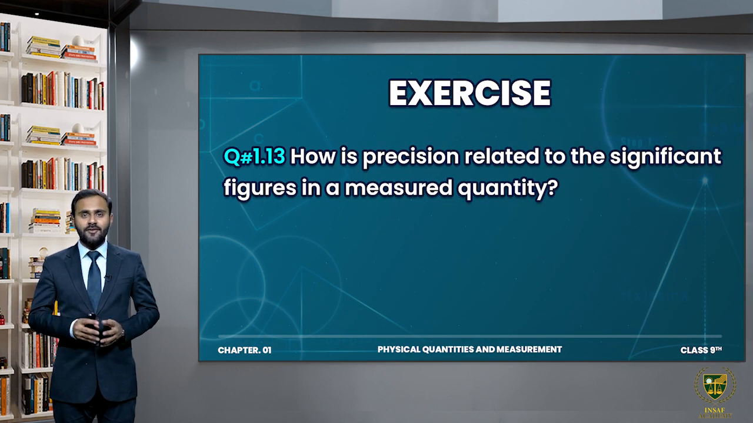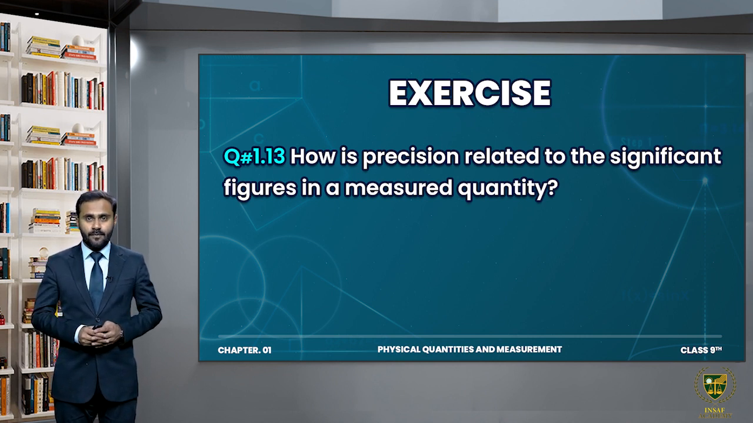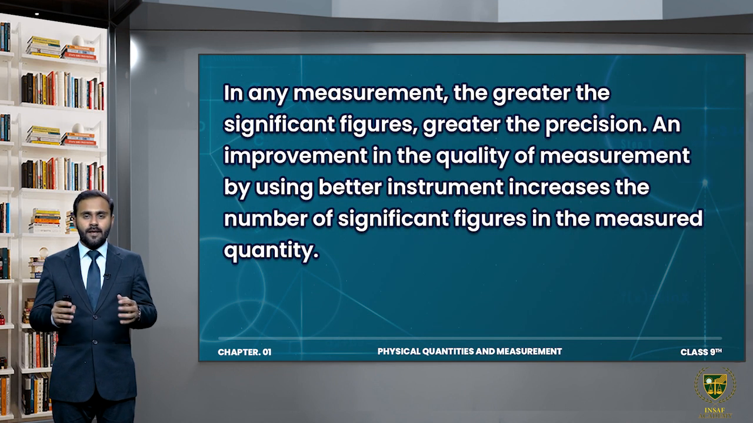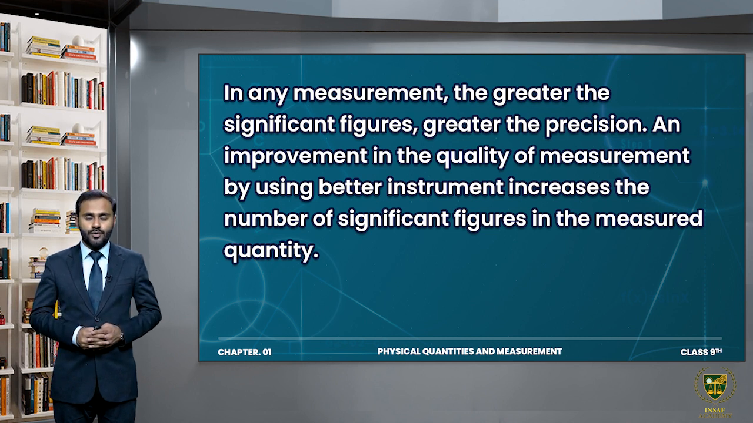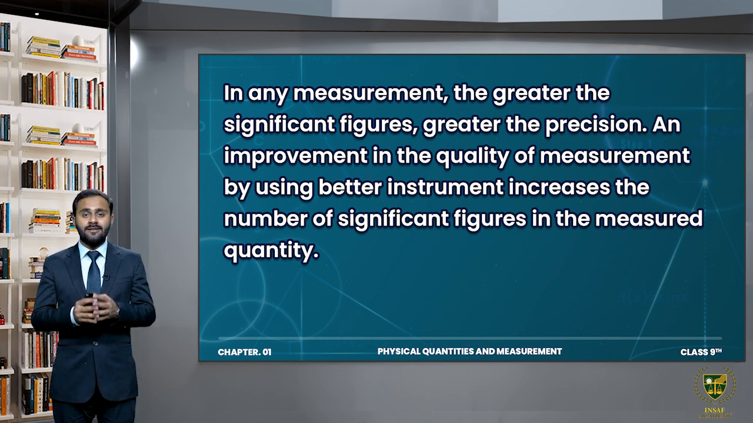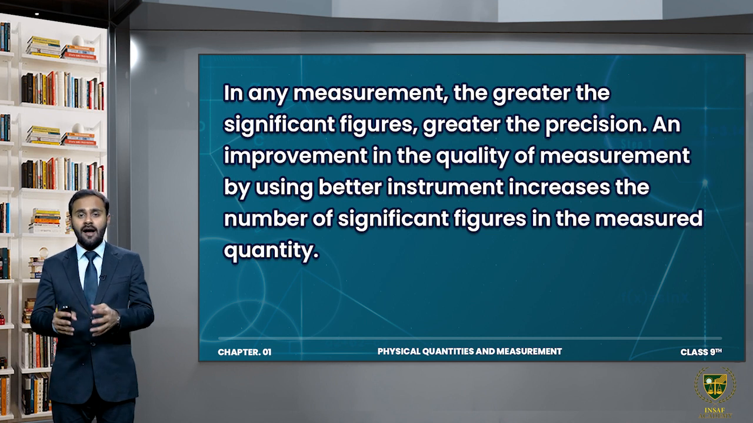1.13. How is precision related to significant figures in a measured quantity? कि एक measured quantity में significant figure और precision का आपस में क्या रिलेशन है? As in any measurement, the greater the significant figures, the greater the precision. कि जितने ज्यादा significant figure होंगे उसका precision भी उतना ज्यादा होगा. So, an improvement in the quality of the measurement by using a better instrument increases the number of significant figures in the measured quantity. So, अगर हम किसी भी quantity को measure करने के लिए better instrument इस्तेमाल करते हैं तो उससे आपके significant figure भी increase हो जाएंगे. And this increase in the significant figures means greater precision.